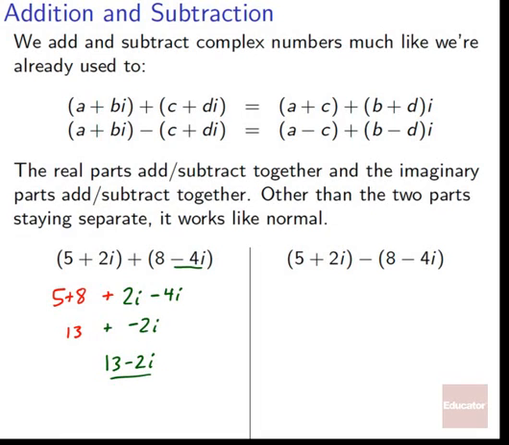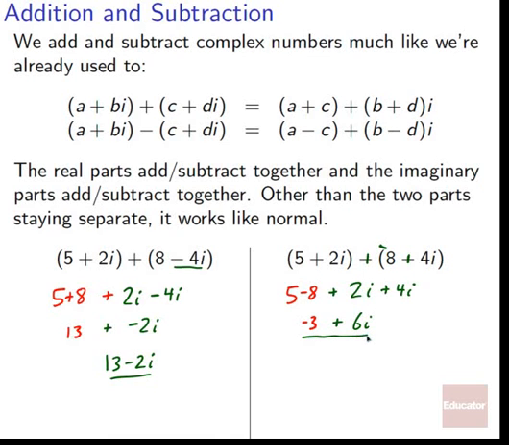Great. If we did it with subtraction, 5 plus 2i minus the quantity 8 minus 4i, then we can distribute this negative sign and we get negative 8, and the minus cancels out there and we get plus 4i. So 5 minus 8 plus 2i plus 4i. So 5 minus 8 becomes negative 3 plus 6i.